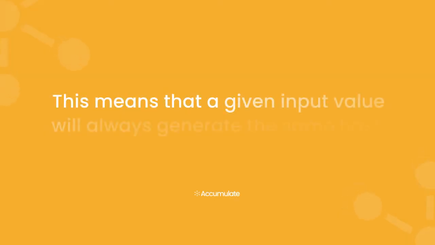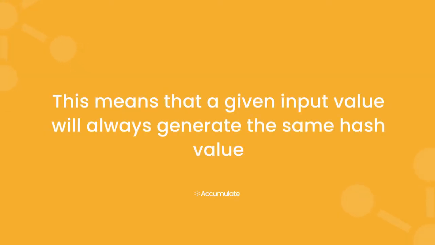If the party that created the anchor maintains a record of the data that created those individual transaction hashes, then anybody with access to that data can derive the anchor off-chain and verify that it matches the anchor on-chain because the hashing algorithm is deterministic. This means that a given input value will always generate the same hash value.